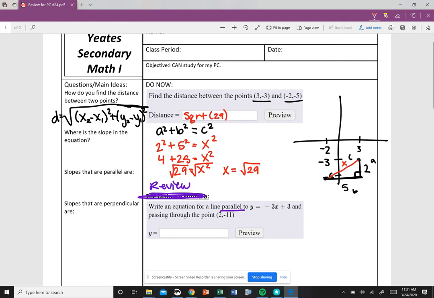All right. Any questions here? Are you doing okay? If not, please post a question in the discussion below. A question, not I don't understand. That does not work. Post a question.